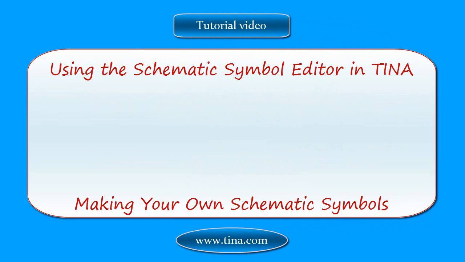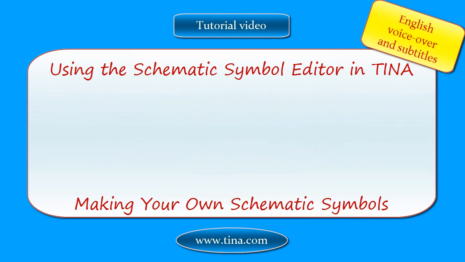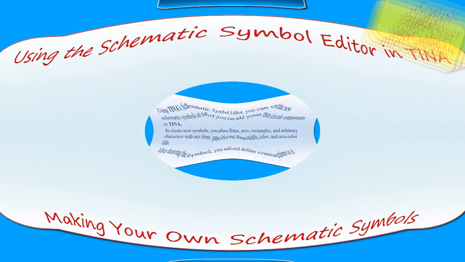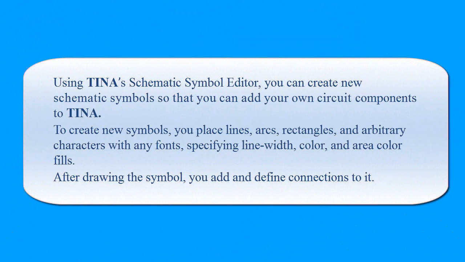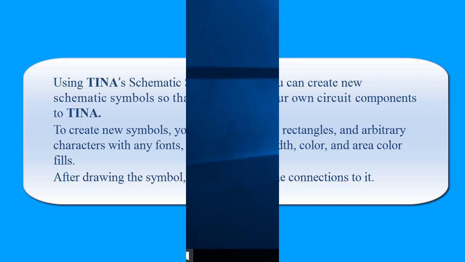Using the schematic symbol editor in TINA, making your own schematic symbols. Using TINA's schematic symbol editor, you can create new schematic symbols so that you can add your own circuit components to TINA. To create new symbols, you place lines, arcs, rectangles, and arbitrary characters with any fonts specifying line width, color, and area color fills. After drawing the symbol, you add and define connections to it.